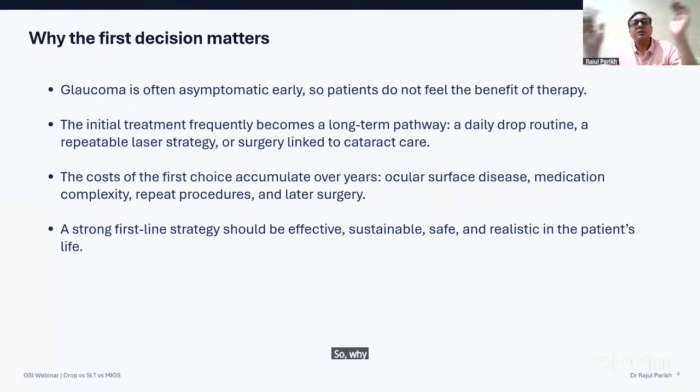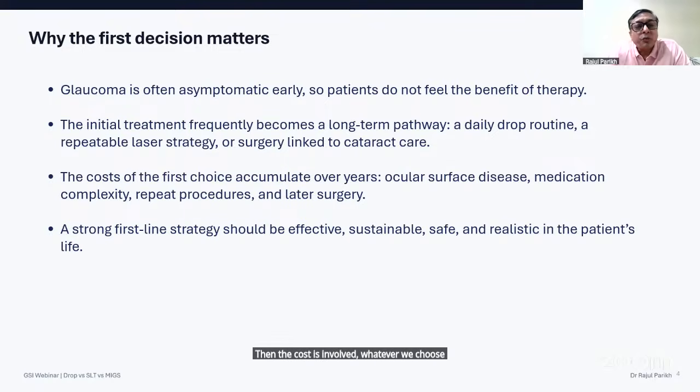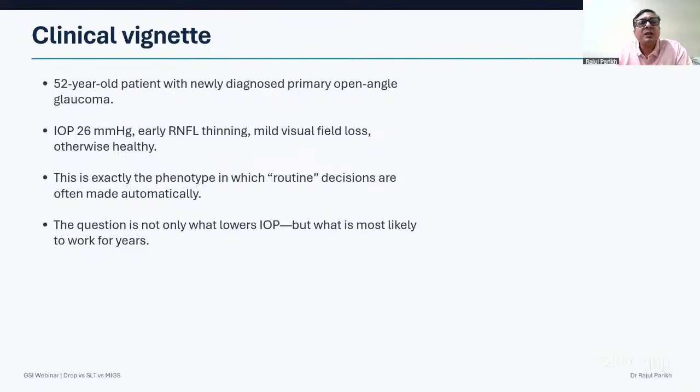So why is the first decision, what you choose first, so important? Again, glaucoma is asymptomatic. The initial treatment basically becomes the long-term pathway. Then the cost is involved, whatever we choose. The strong first-line strategy should be effective, because the patient will correlate his problem with the first-line treatment. So whatever you choose, his problem with the medication or failure of the surgery, the first-line treatment should be effective, sustainable, safe and realistic in the patient's life, from the doctor's perspective as well as from the patient's perspective. Now I'll just give one example.